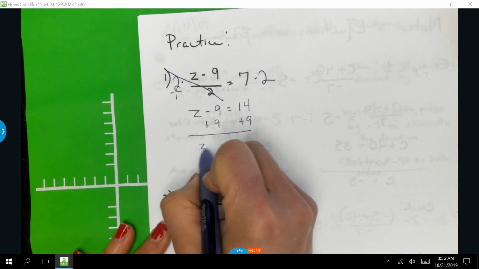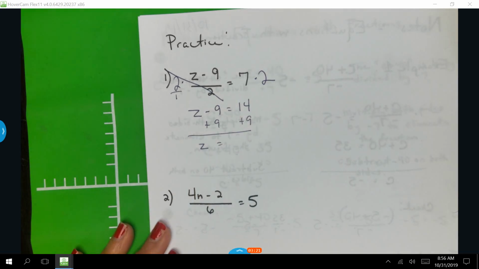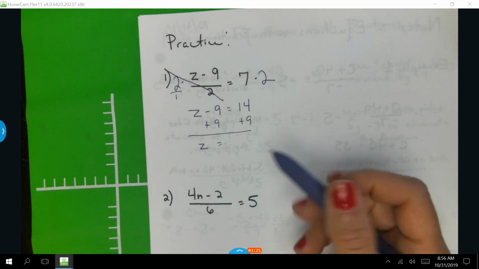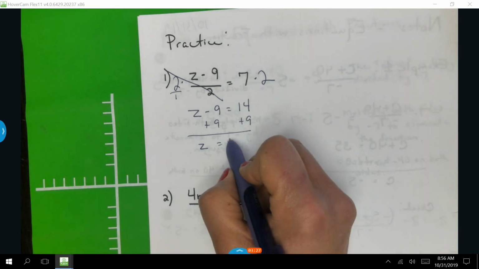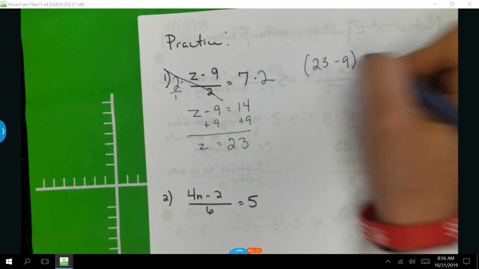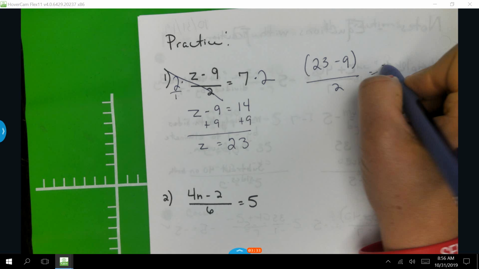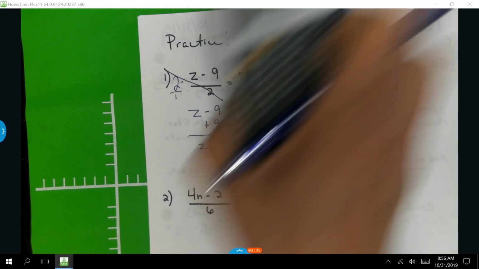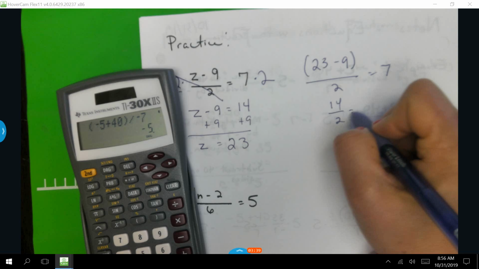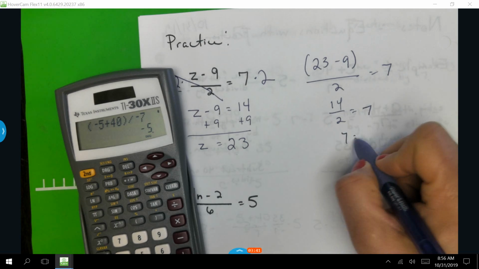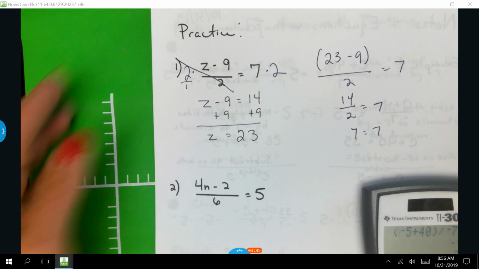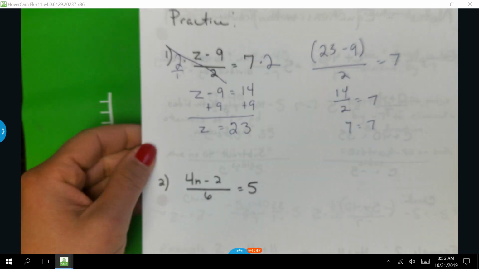Did you have a question? Oh, okay. And what does this equal? 23. So you can either put it in parentheses to check. 23 minus 9 is 14, divided by 2 equals 7. 7 equals 7. And you can do that part. You don't have to show every step. I just do, because I'm the teacher.